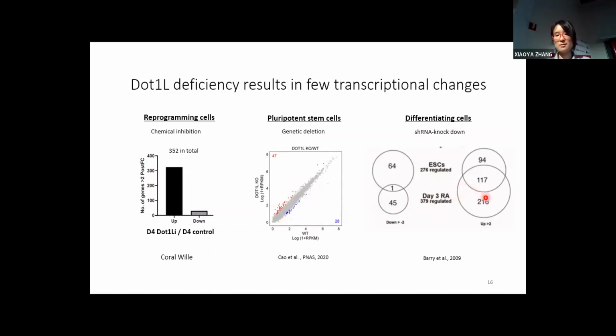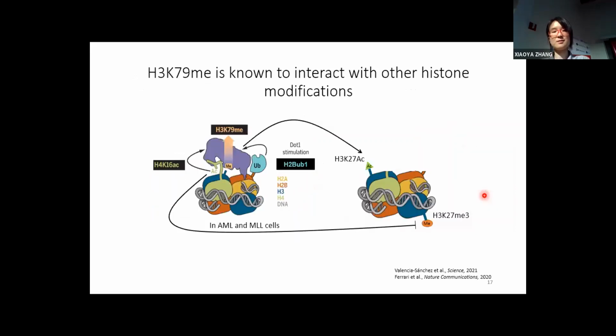So DOT1L deficiency doesn't cause big changes in the steady state transcriptome. Next, if it's not through the mRNA, how does K39 methylation regulate cell identity?